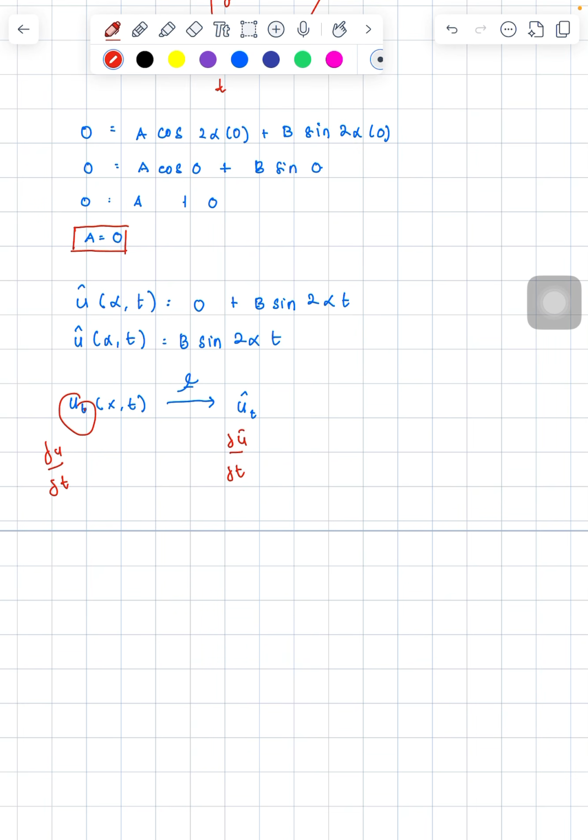So meaning we differentiate this equation. So now it becomes 2 alpha b, not beta, 2 alpha b cos 2 alpha t.